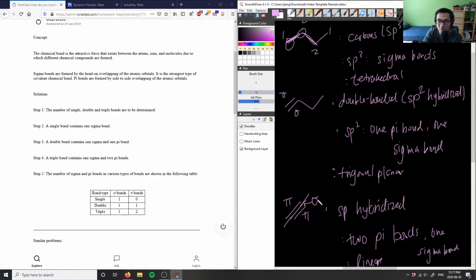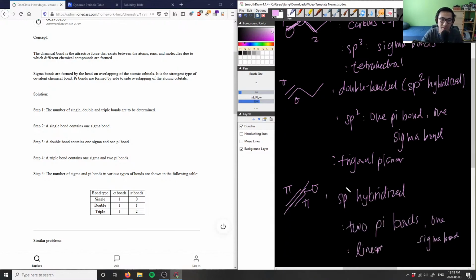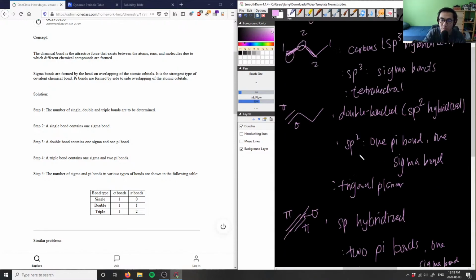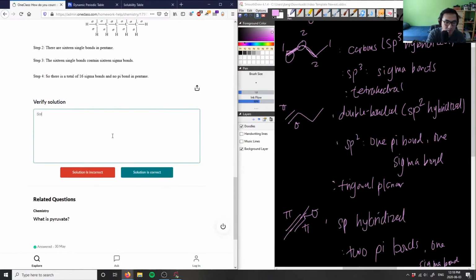So again, you can think of it as in sp3 hybridized, there's 1 sigma bond. In sp2 hybridized, there is 1 pi and 1 sigma bond. And then finally, sp hybridized has 2 pi bonds and 1 sigma bond. So it depends on the hybridization, and we can verify this using VSEPR theory as well. So the solution is correct.